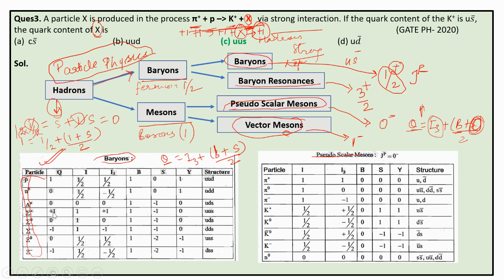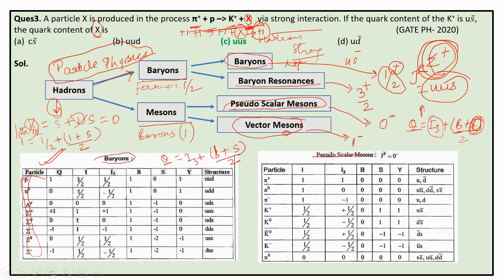Its charge is plus 1, I3 is plus 1, baryon number is 1, strangeness is minus 1, hypercharge is 0 because it is B plus S. That means it is this particle. And for that, the quark content is UUS.